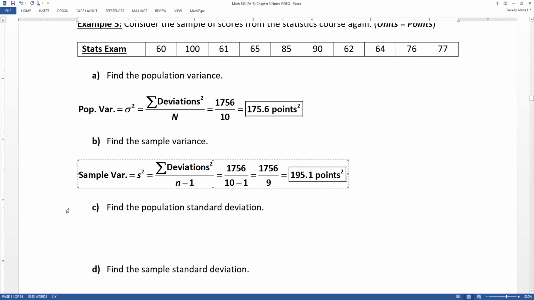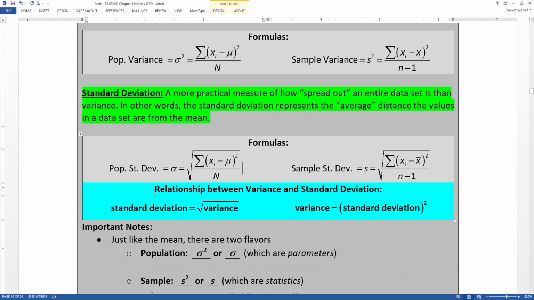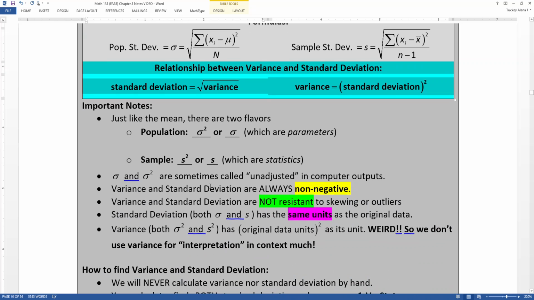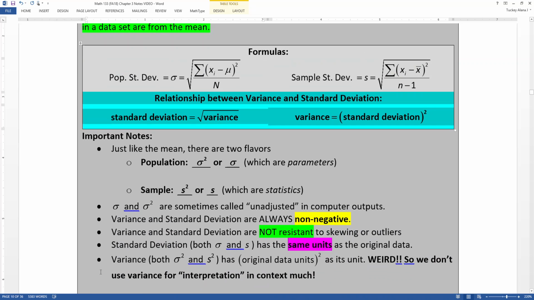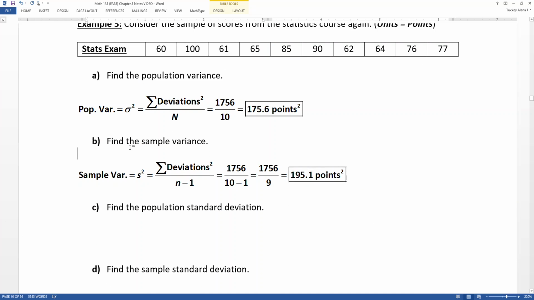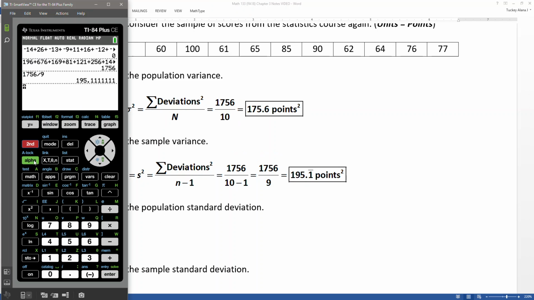Now, what would the standard deviation be? Well, remember that relationship. It's really important. This one I highlighted in blue right here: the standard deviation is the square root of the variance. So if you have the variance, like we do in our problem, you would just take the square root of it to find your standard deviation. If I know that the variance for the population was 175.6, that means that the standard deviation would be the square root. So I hit second square root, then 175.6, enter, and I get 13.251.